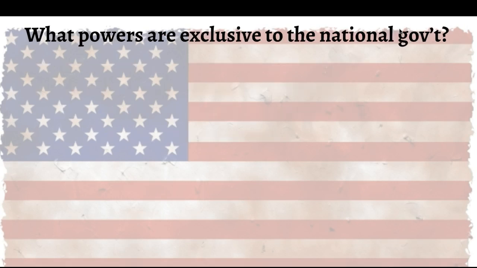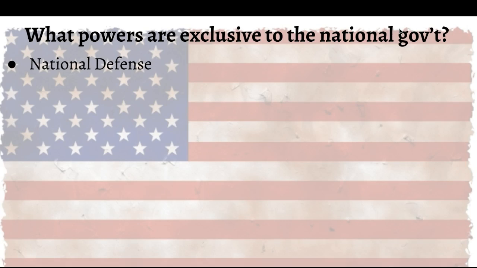And so we're going to turn our attention to the national government. In the United States federalist system, there are certain rights that are exclusive to the national government. So what are these rights? Well, number one, national defense. Article 1, Section 8 allows the Congress to provide for the common defense and general welfare of the United States. And so it gives them the ability to protect the nation.